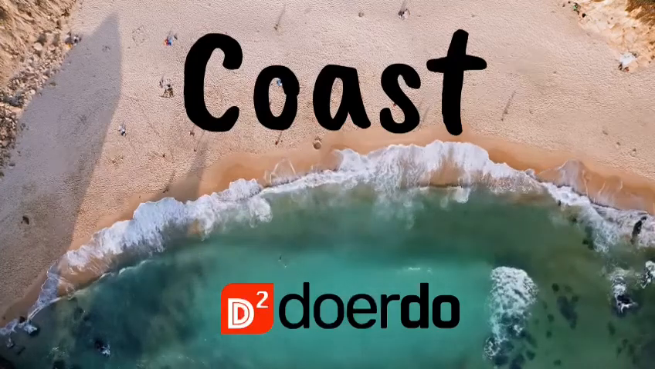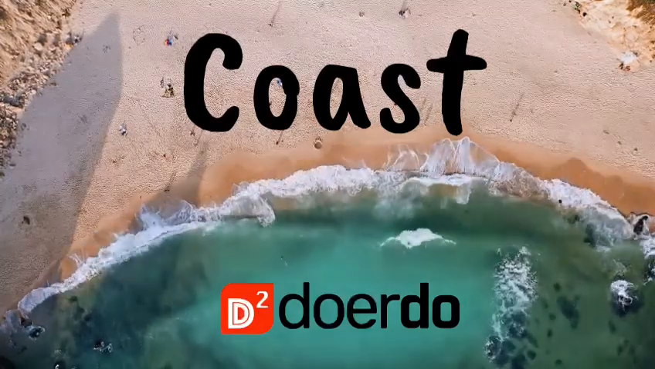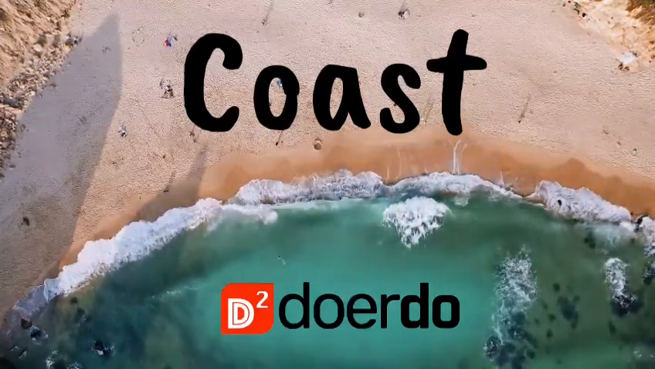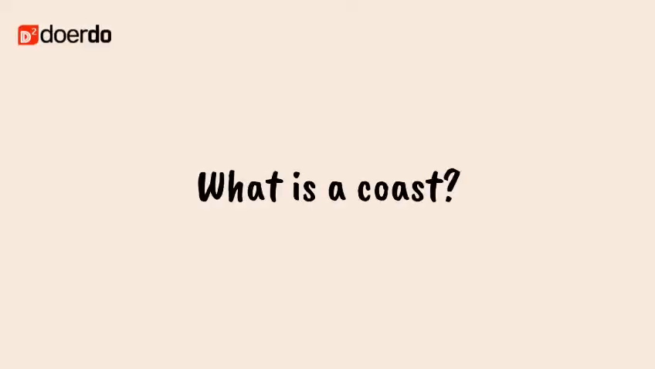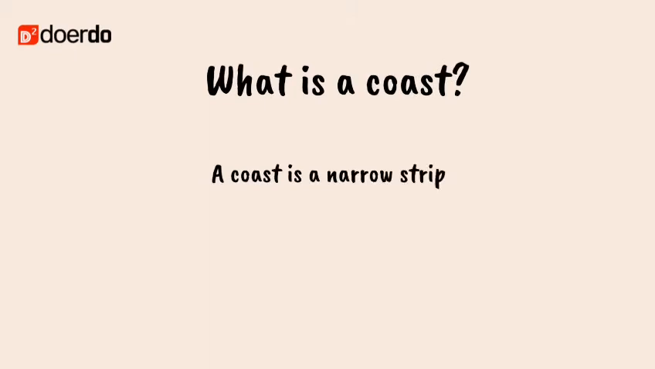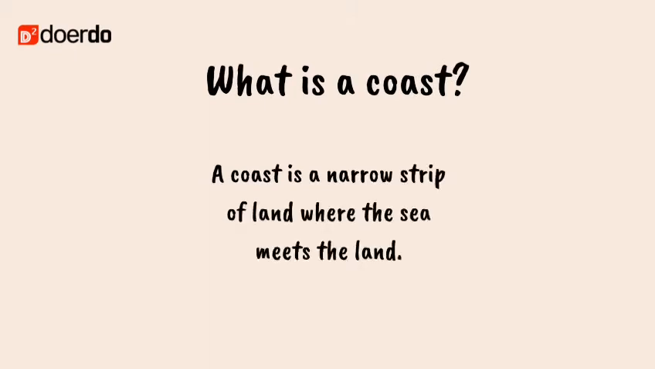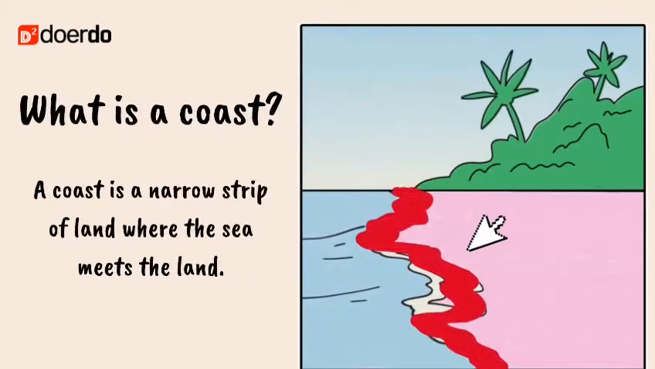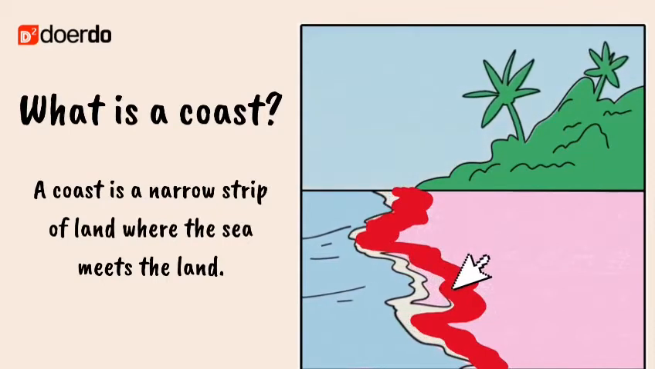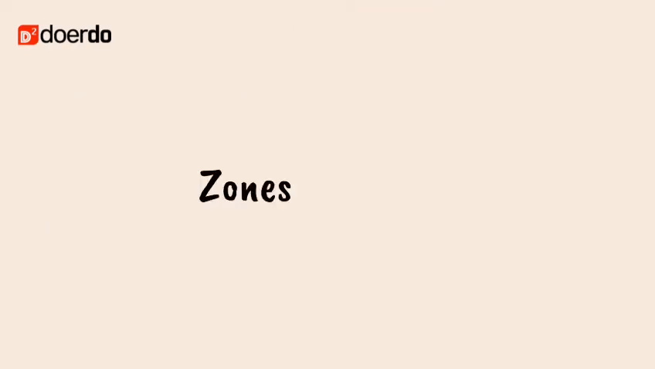In this section, let us learn what a coast is and what influences the coastal environment. Firstly, what is a coast? A coast is a narrow strip of land where the sea meets the land. Simple. The sea meets the land along this area, and this is the coast.